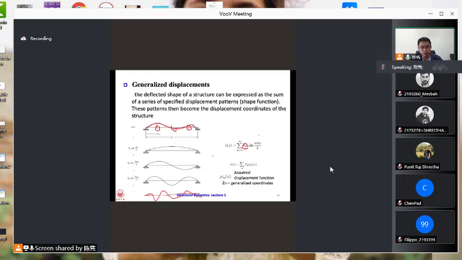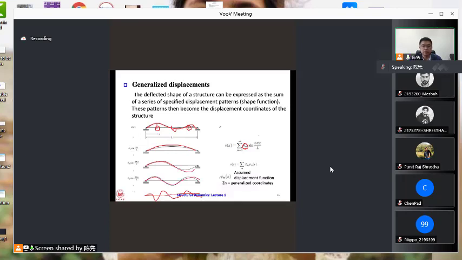So what are the drawbacks, the shortcomings of the generalized displacement procedure? What is the disadvantage of this one? Anyone have an idea? I think at least because we have to assume the deflected shape, for a real structure which is complex, it is difficult to determine the deflected shape. Very good. You just mentioned the key point, because when we use this method, we need to determine the shape function first. Like this one and this one and this one.